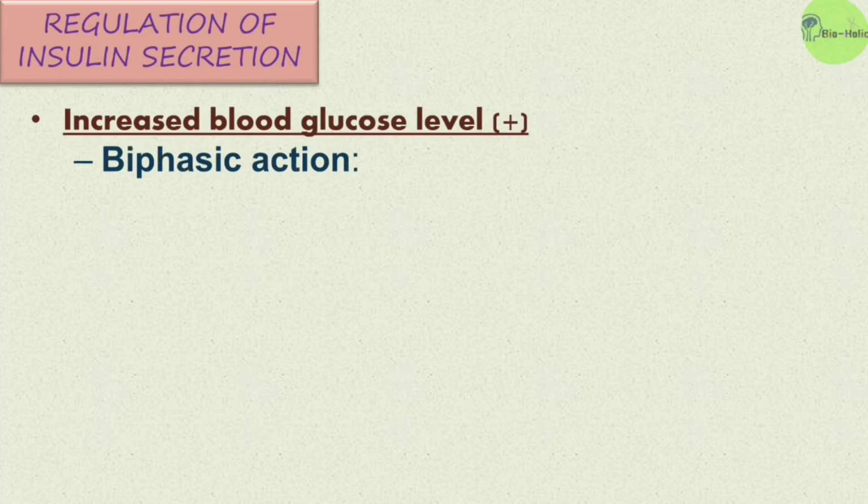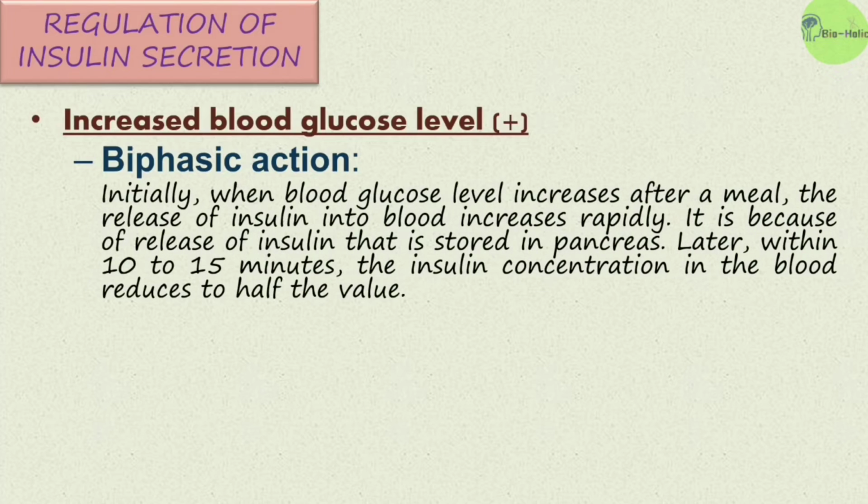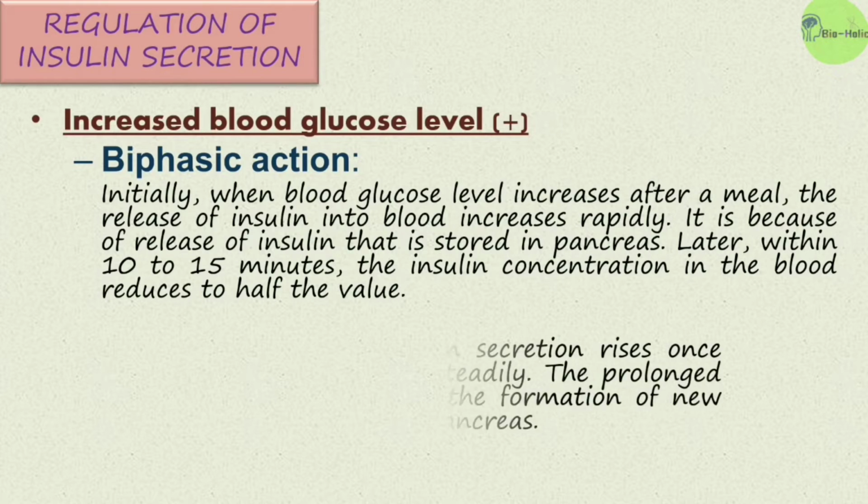Now, how the insulin secretion is regulated? The insulin secretion is mostly regulated by the increased blood glucose level. An important feature in relation to this is the biphasic action of insulin. Initially, when blood glucose level increases after a meal, the release of insulin into blood increases rapidly. It is because of release of insulin that is stored in the pancreas, and later within 10 to 15 minutes the insulin concentration in the blood reduces to half the value.